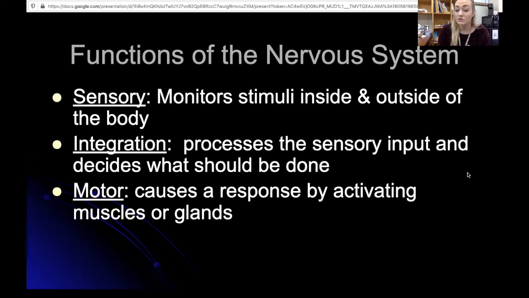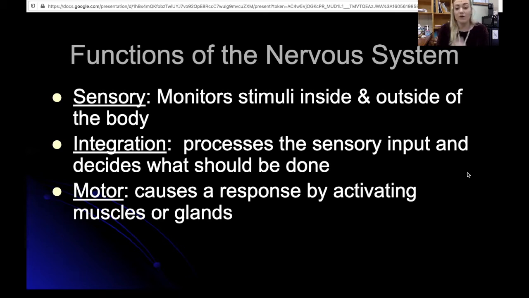Which brings us to our last function, which is motor. So this is the actual response that's going to be activated due to this stimulus. So again, it starts with that sensory. So it starts with some sort of stimuli, and then the brain is going to decide what needs to be done, what it needs to communicate in order to make that specific thing happen. And then the motor function would be the actual response by activating muscles or glands or something to cause some sort of action to happen.